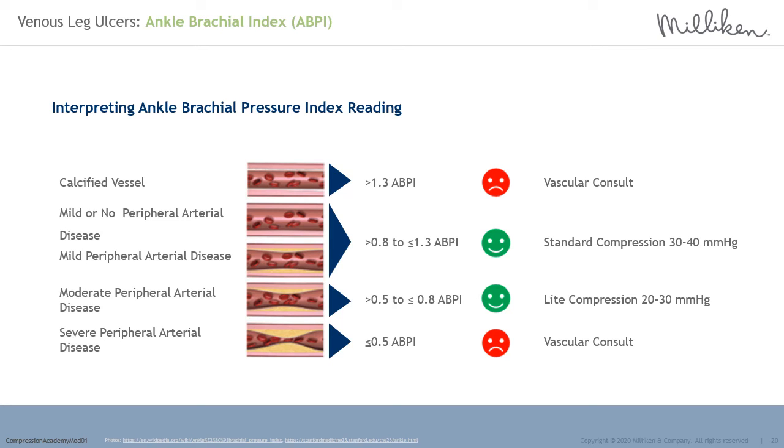An ankle brachial pressure index greater than 0.5 to less than or equal to 0.8 indicates moderate peripheral arterial disease, and light compression can be used, recommended at 20 to 30 millimeters of mercury pressure. An ankle brachial pressure index less than or equal to 0.5 indicates severe peripheral arterial disease, and the patient must be referred to a vascular consultant and is not suitable for compression therapy.